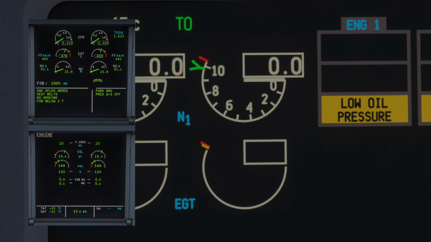But how much power do you need? Do you need 1.125 EPR? That's rather difficult to remember and also rather difficult to command precisely with your thrust levers. Therefore, N1 is much easier. EPR is more accurate, but a little bit more difficult to control.